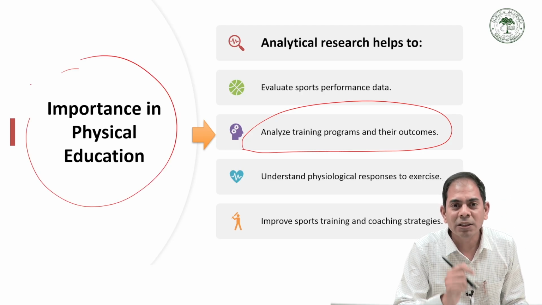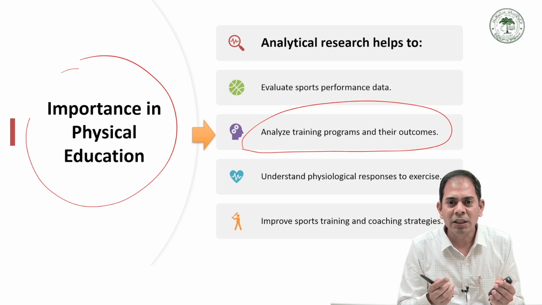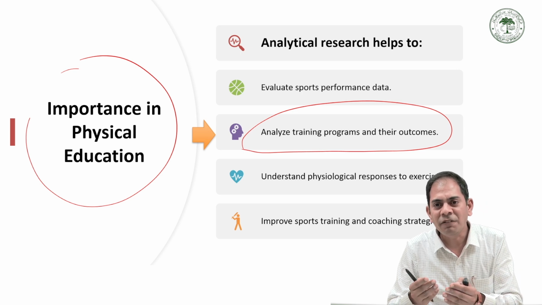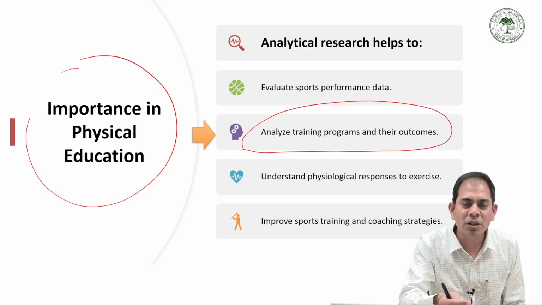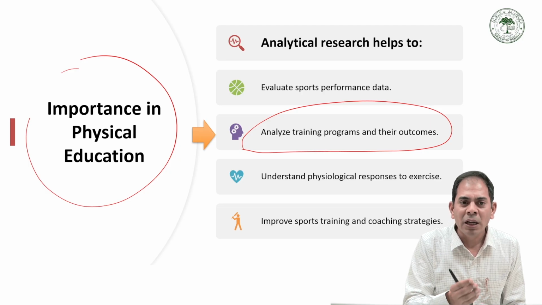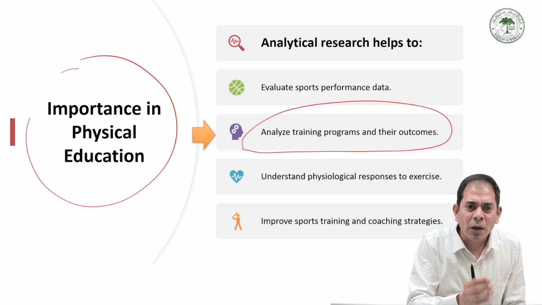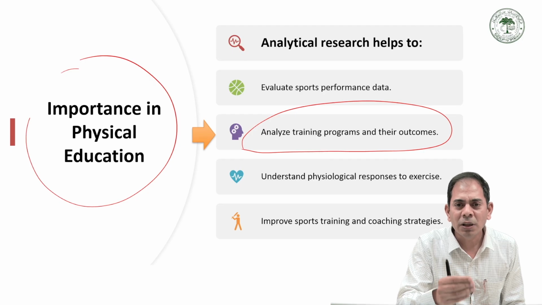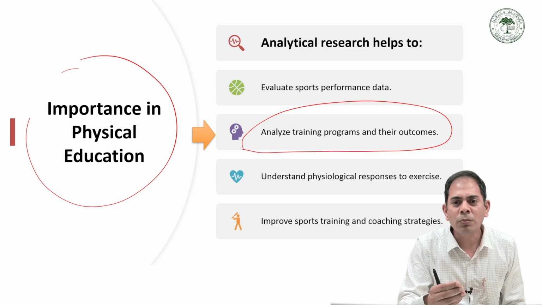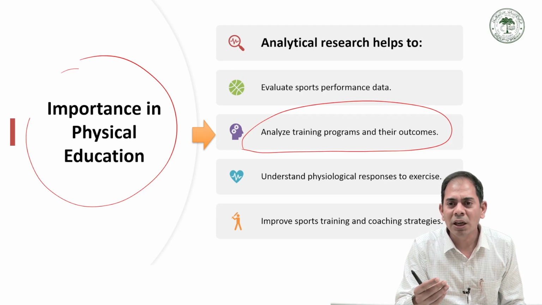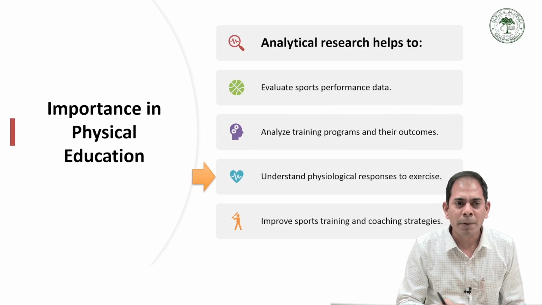So analytical research helps the researcher study and examine the effectiveness of different training programs, through which we can find out which training program is effective. Analytical research also helps to identify whether a training method improves performance, fitness or skill. And the researcher also analyzes the result and outcome of the program using data and logical interpretation.